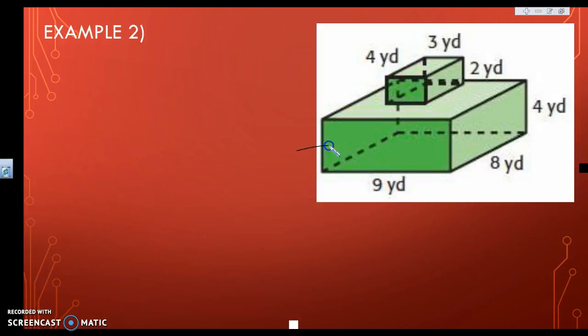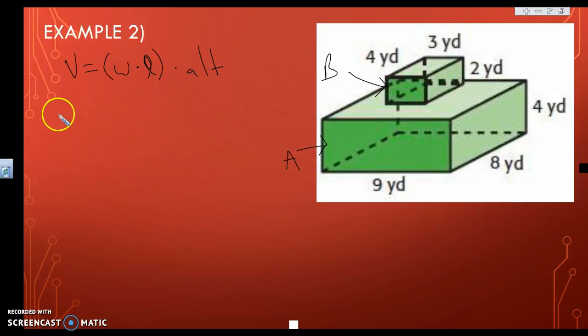Our bottom figure, which we'll call figure A, is a rectangular prism given by its rectangular base. Whereas on top, which we'll call figure B, is also a rectangular prism, since we do have a rectangular prism on the bottom as its base as well. So let's go and use our formula for a rectangular prism. That's given by volume equals base, which is going to be width times length, times our altitude.